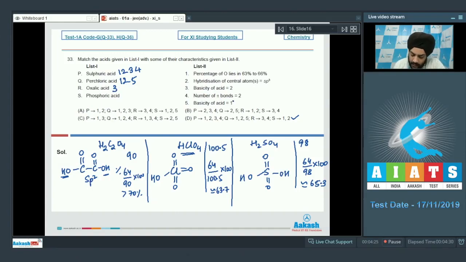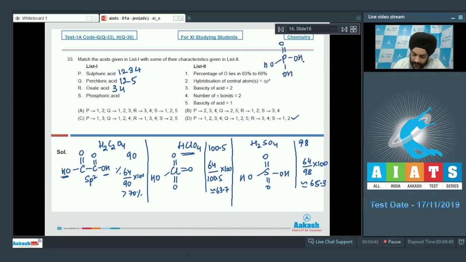If we talk about the number of pi bonds, it's 2. The oxalic acid, it contains 2 pi bonds. So 4 will also be a match. Okay. Fifth will not be a match. Okay. If we talk about option S now, which is phosphoric acid, so H3PO4.